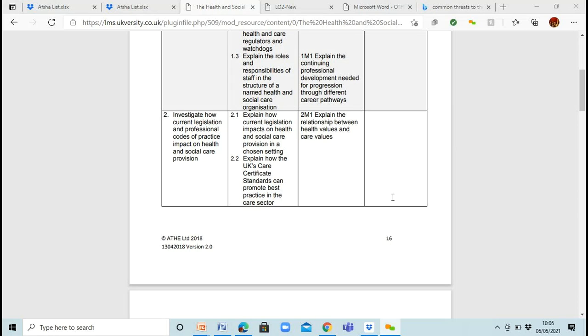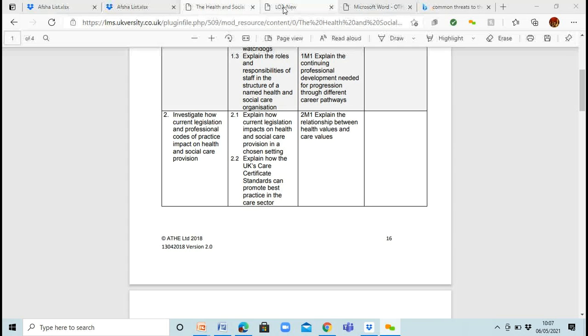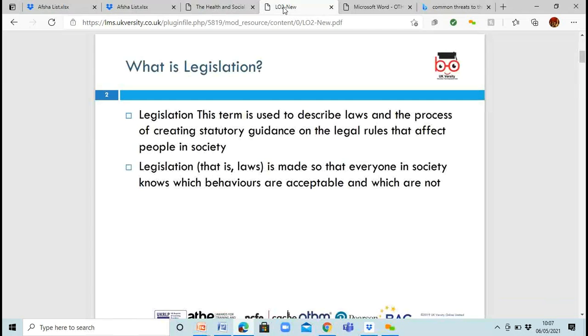2.1 is explain how current legislation impacts on health and social care provision in a chosen setting. 2.2, explain how the UK's care certificate standards can promote the best practice in the care sector. And then 2M1, explain the relationship between health values and care values. So let's make a start. Well, before we start, we're just going to look at what legislation is.